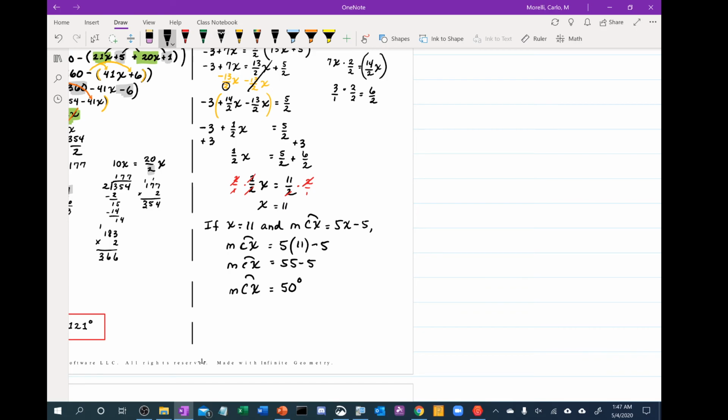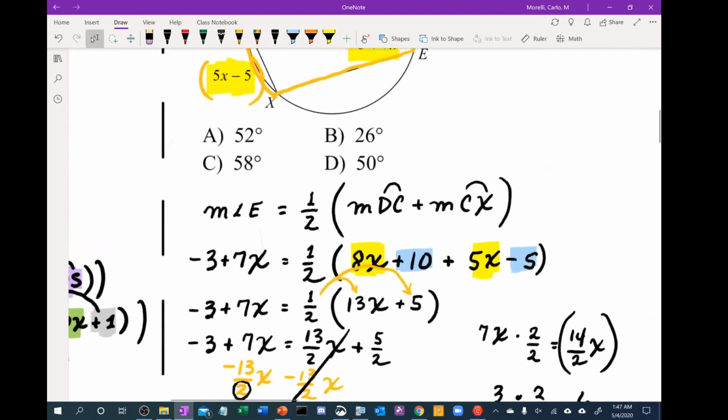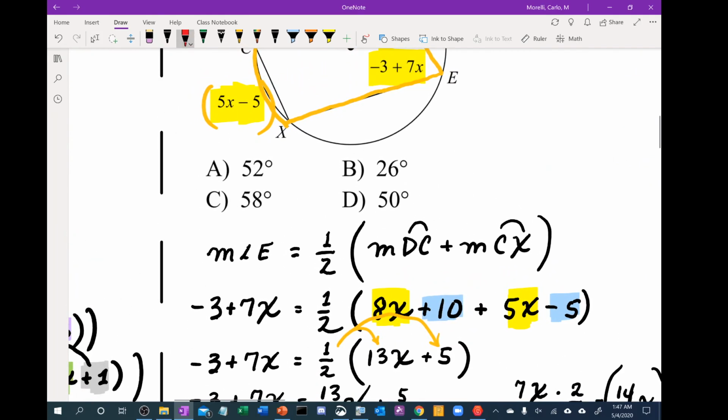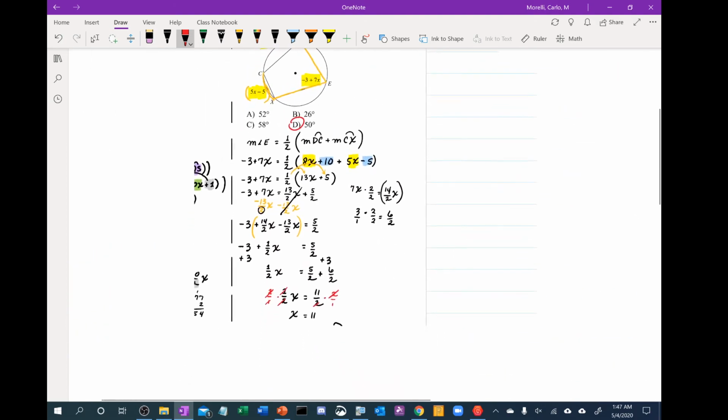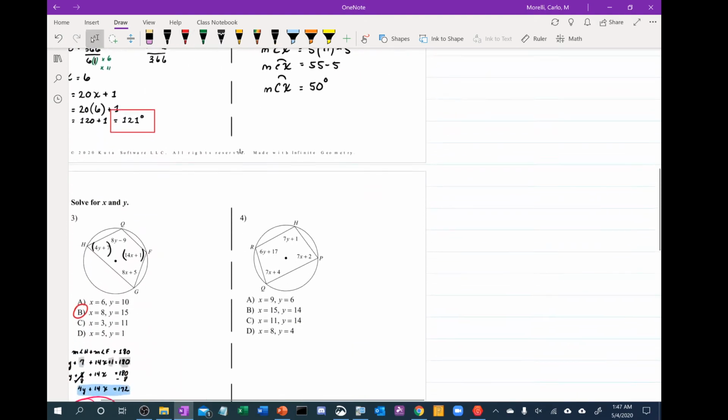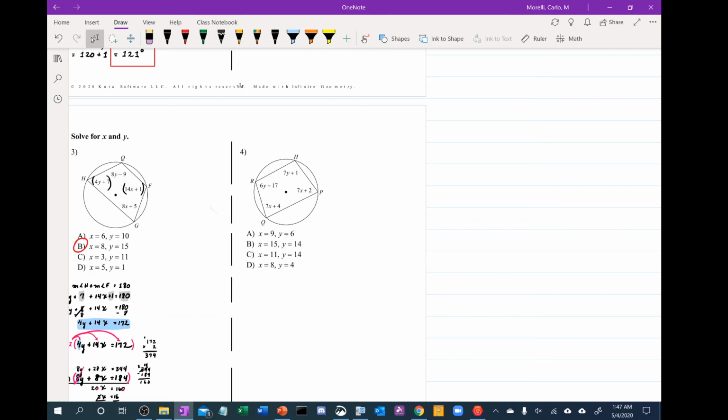Let's go see if that was one of our answer choices. And sure enough, it is. D, 50 degrees. Okay. So now we'll move on and do the other example from the system of equations part.